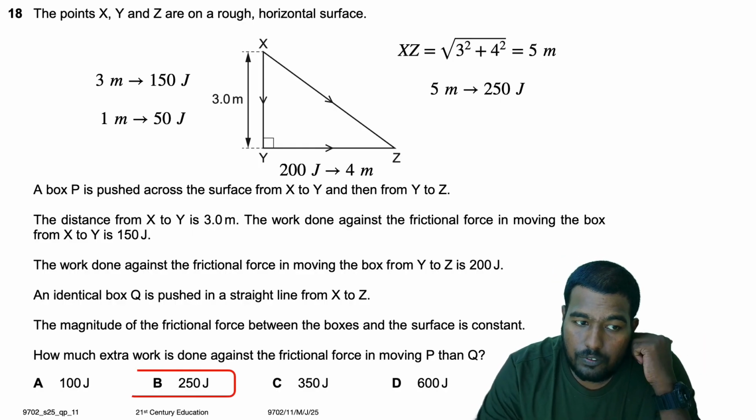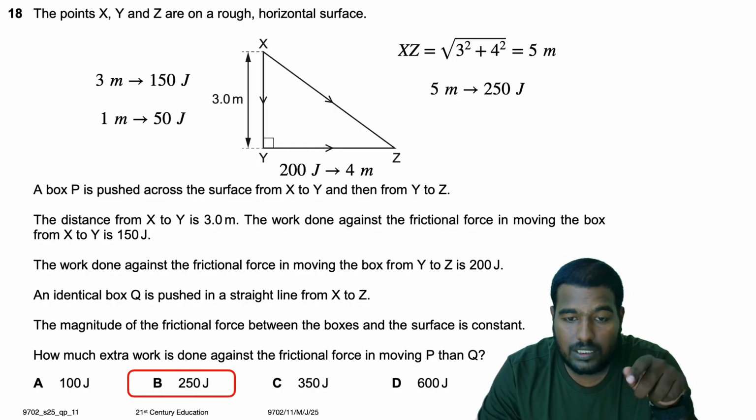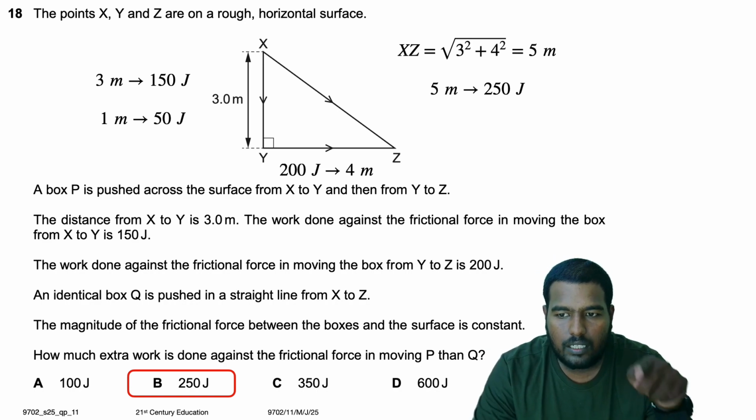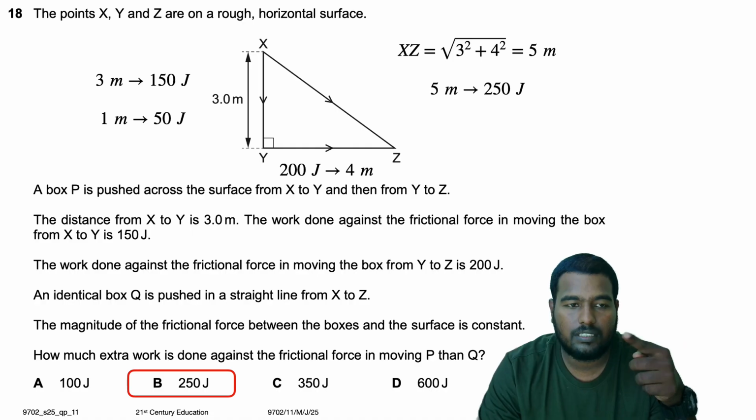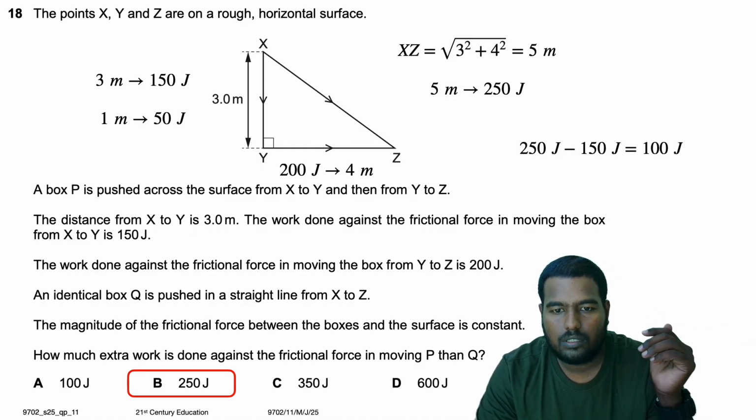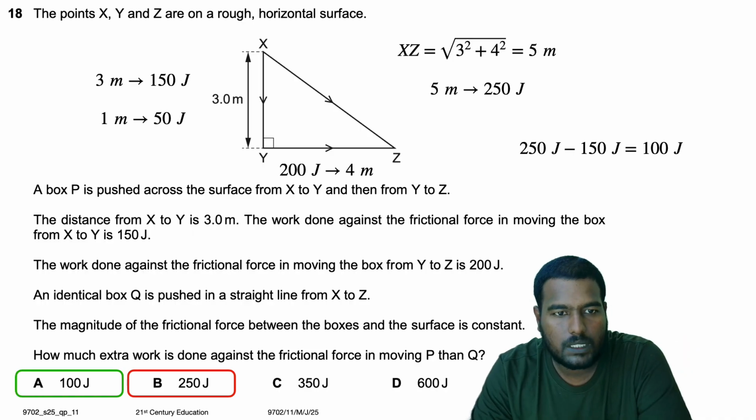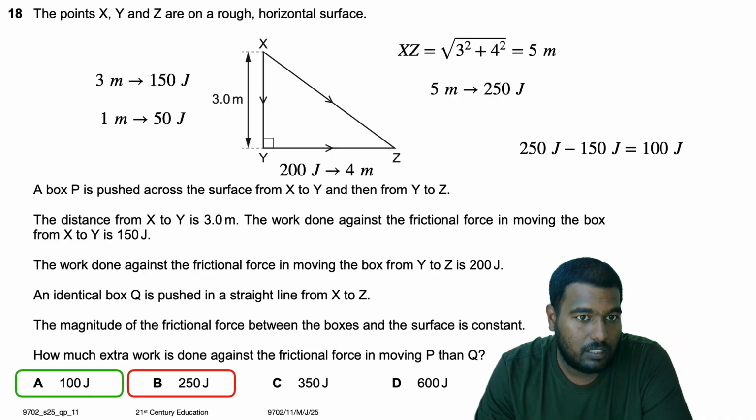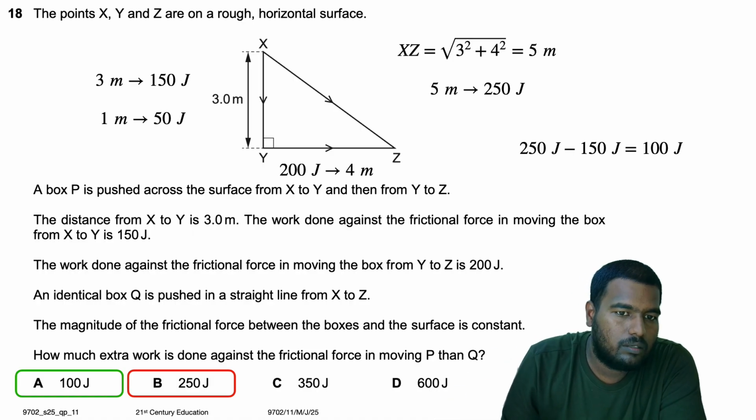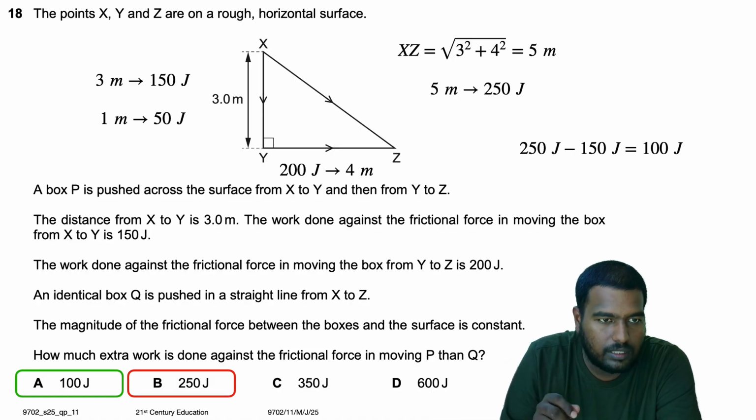And if we choose 250 joule, we are wrong. Why? The question is, how much extra work is done against the frictional force in moving P then Q? So we have to find the difference, which is 250 joule minus 150 joule. So 100 joule is the right answer. Remember, the question is what is the difference? Not what's the work moving from X to Z directly. What is the difference between moving X to Z directly and moving X to Y, then Y to Z?